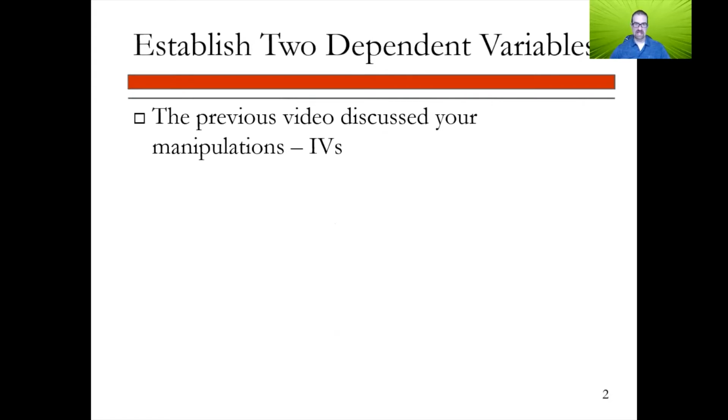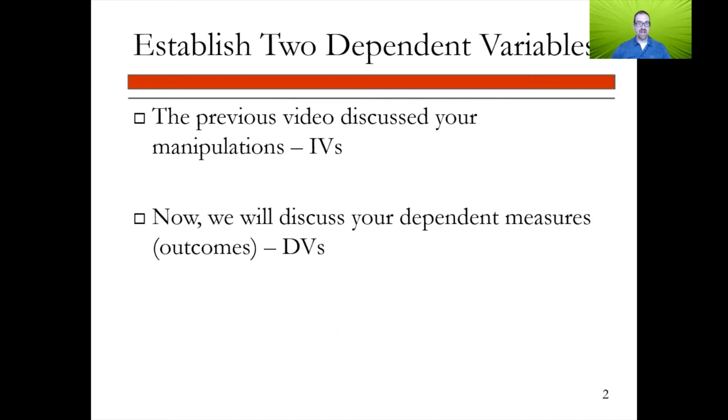What we're going to do now is talk about step number two, which is our dependent variables. We're going to establish our two dependent variables. Previously, in the video I recorded earlier, we discussed how we're going to do our manipulations, our independent variable, so what variable we're going to change and look at across three conditions. That's one aspect of a research study. The other part is discussing your dependent measures, your outcomes.